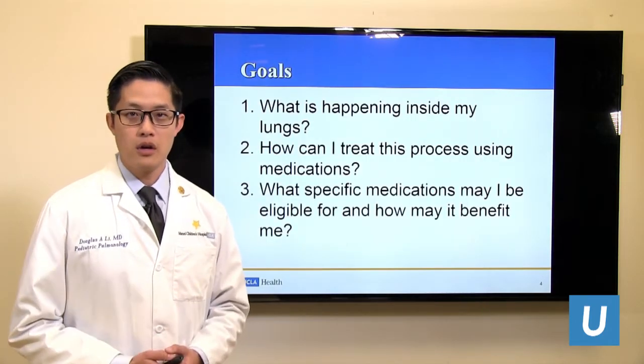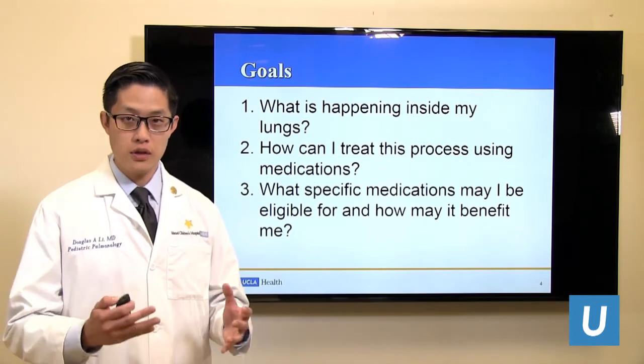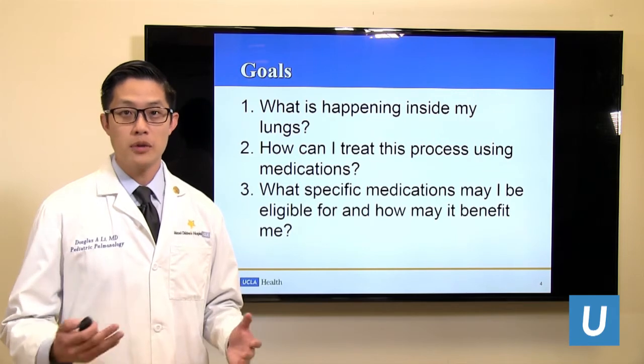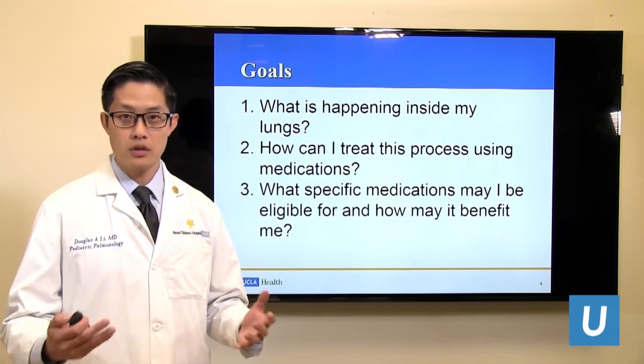Our goals today are to first talk about what's exactly happening inside your lungs, focusing specifically on the mucus. Then we'll talk about treatment options, who is eligible for these treatments, and what exactly these treatments can do for you.